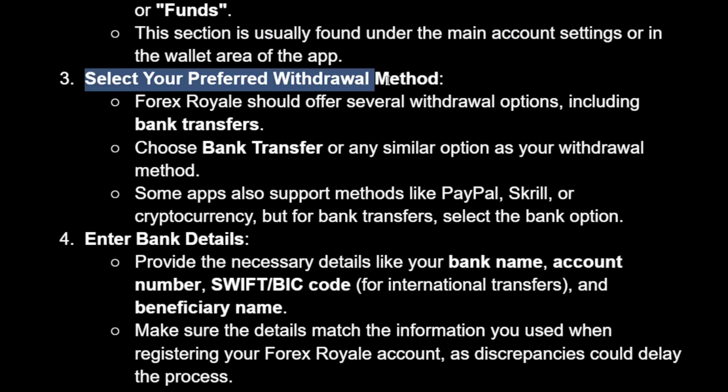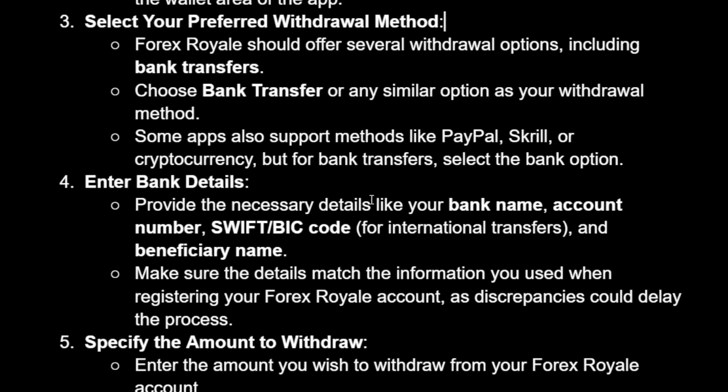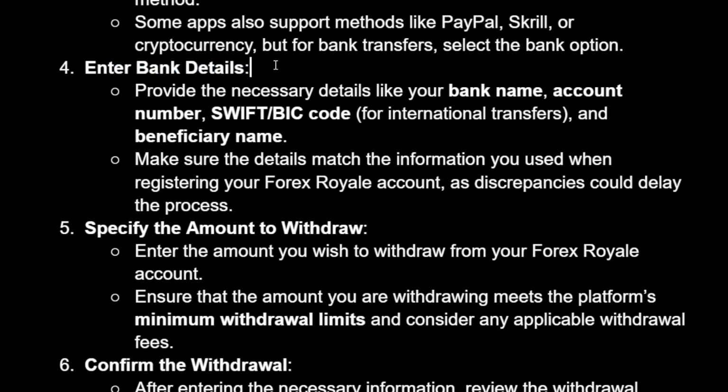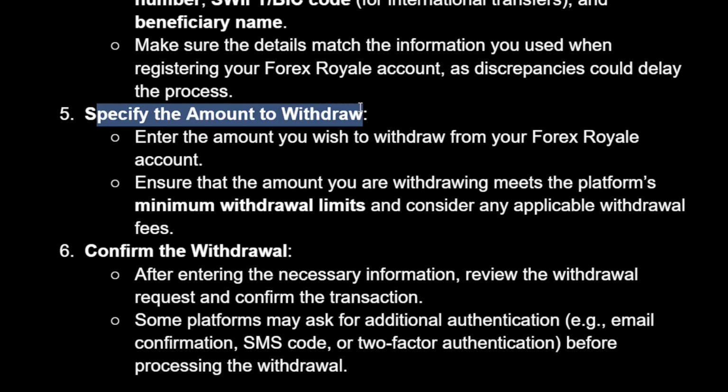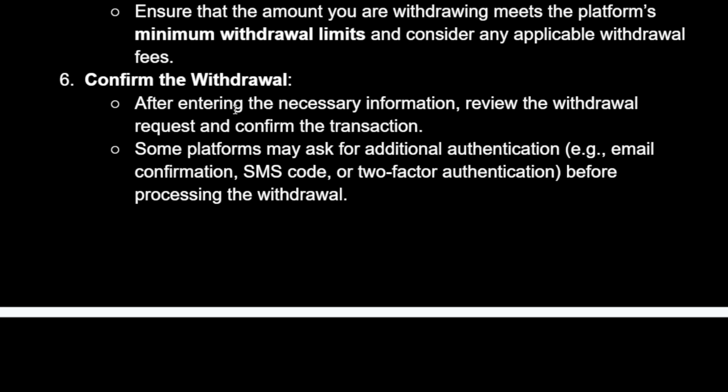The third step, we will be selecting our preferred withdrawal method. So you should be able to choose between bank transfers or cryptocurrencies, PayPal, Skrill, or other apps. Next, you will need to enter your bank account details or your details for the withdrawal method which you have chosen. Specify the amount to withdraw, so type the amount that you want to withdraw.